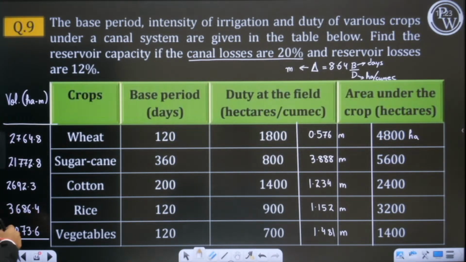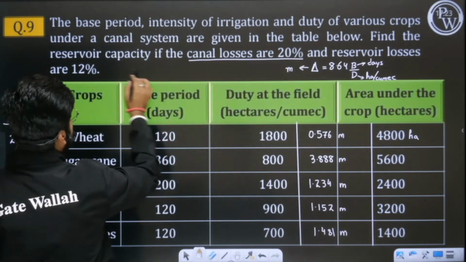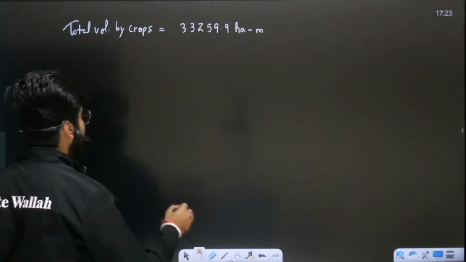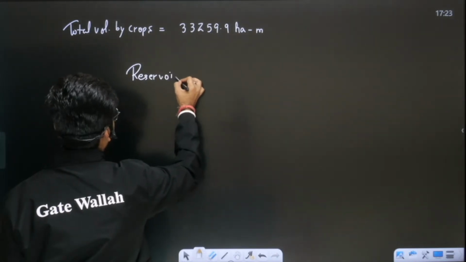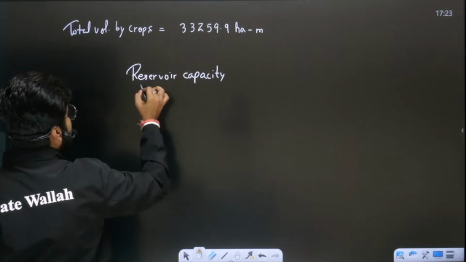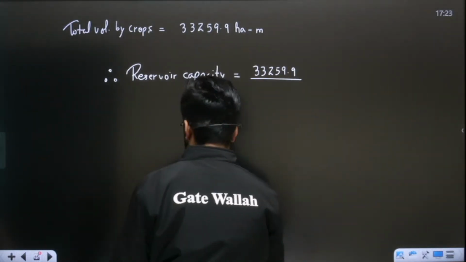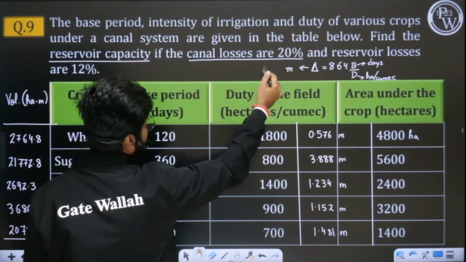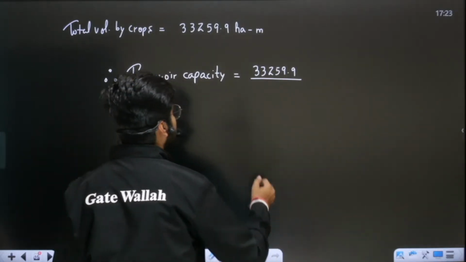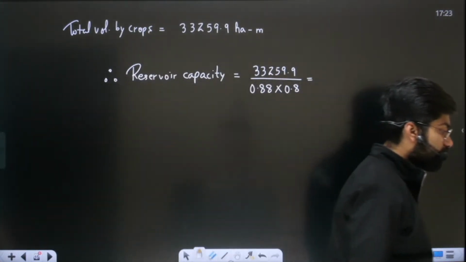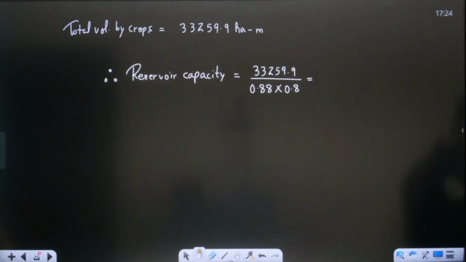Now if I want to find the capacity of the reservoir, see in this question it is asking how big the reservoir is. Obviously the reservoir will be even bigger because 20% losses and 12% losses are also there. So if someone asks what is your reservoir capacity, we have to divide the volume required by the crops by the efficiencies. First there is a 12% loss in the reservoir and 20% canal losses when you supply it from the reservoir to your field. So 12% loss means 88% efficiency and 20% means 80% efficiency. So divide it. It is very simple.